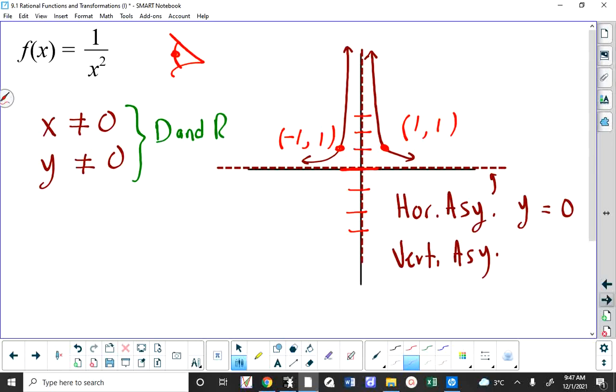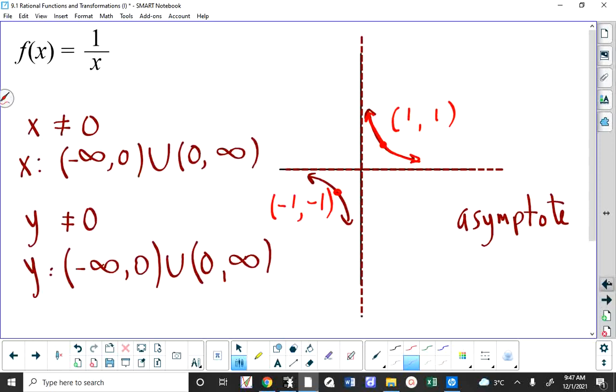The vertical asymptote is at x equals 0, and these two equations for the asymptotes would be the same for this graph. They would have to be. They're the same locations. So the horizontal is at y equals 0, the vertical is at x equals 0.